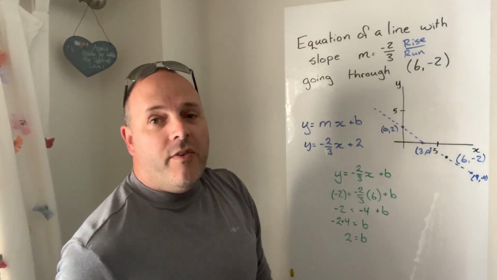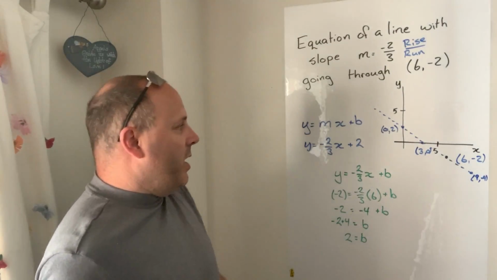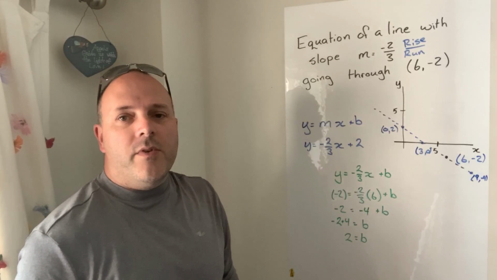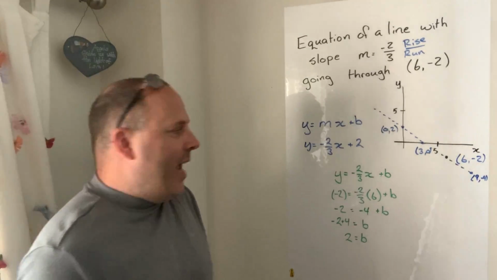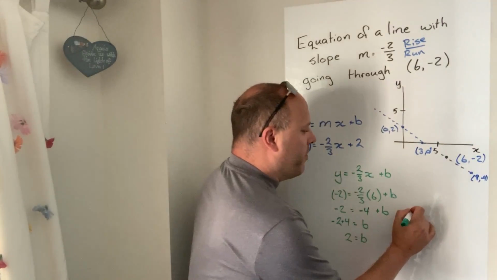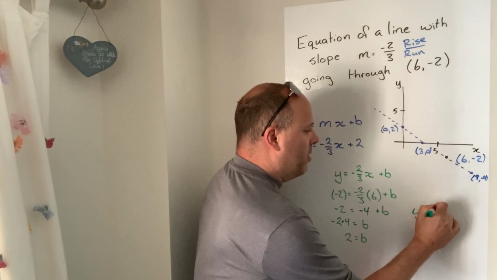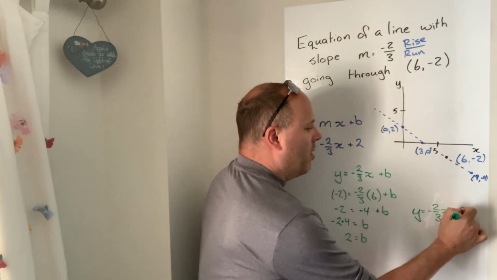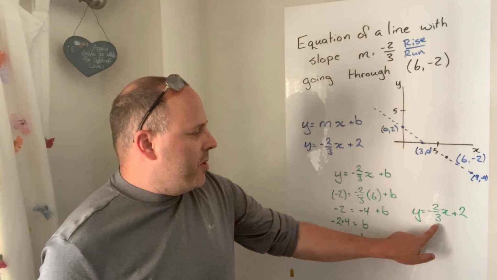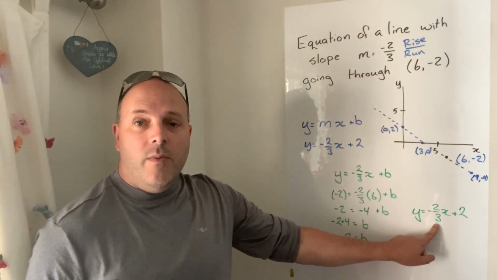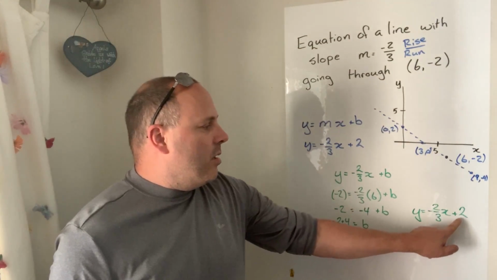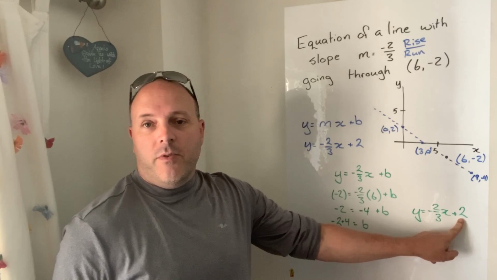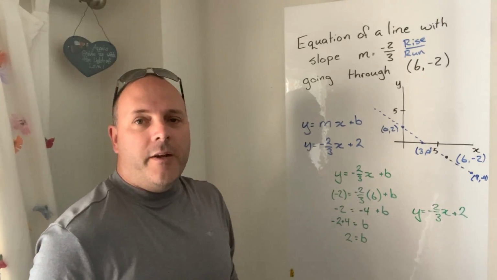So there we verified with a tiny bit of algebra that yes, indeed, the y-intercept for that line is 2, and the equation is y is equal to -2/3 x plus 2. Just substitute the value of the slope for m and the value of the y-intercept for b. That's your equation for the line.